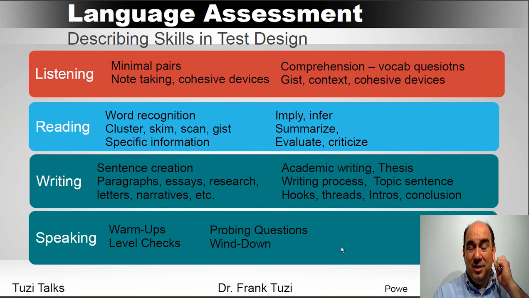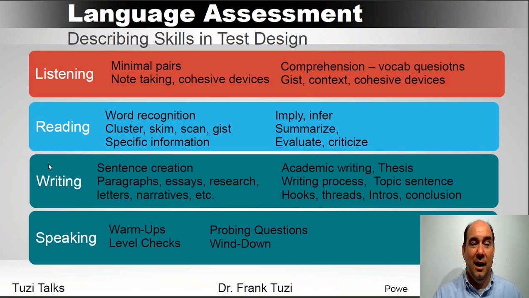Some of the skills that you may test for different assessments, okay, in your designs here. For listening, just for examples, that's all these are. You can test minimal pairs. You can test note-taking skills. You can test for cohesive devices. Do they hear that when they're listening to a presentation? You can do listening for comprehension, listening for vocabulary, listening for the gist or for context. Again, cohesive devices. I have that on there twice. Why is that?